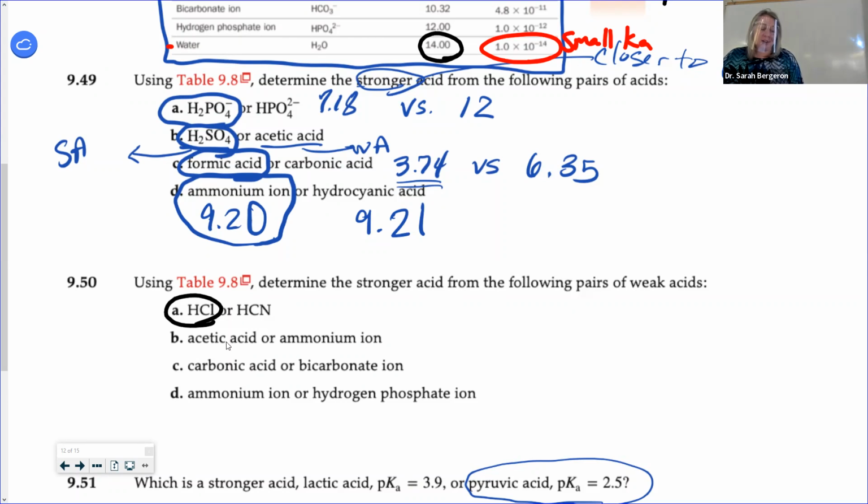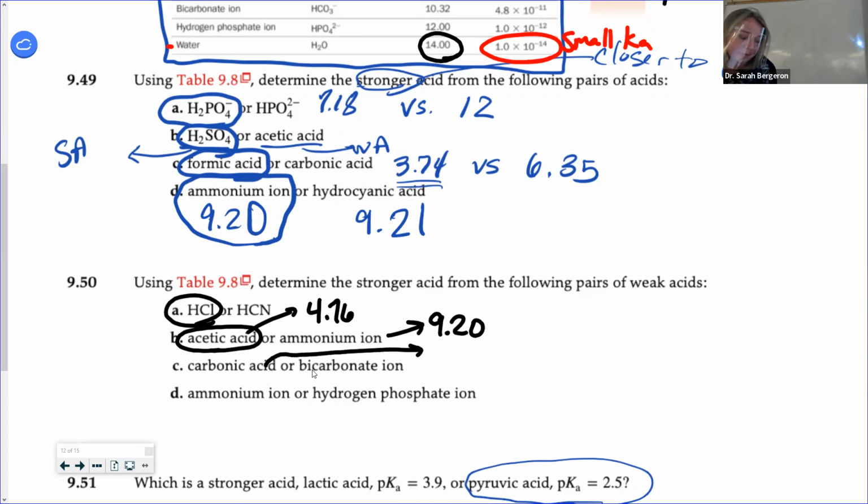B, acetic acid and ammonium ion. What is the pKa value for acetic acid? 4.76. What is it for the ammonium ion? So which one is closer to 1? Acetic acid. Carbonic acid or bicarbonate ion. Carbonic acid is 6.35. Bicarbonate is 10.32. So carbonic acid is closer to 1.